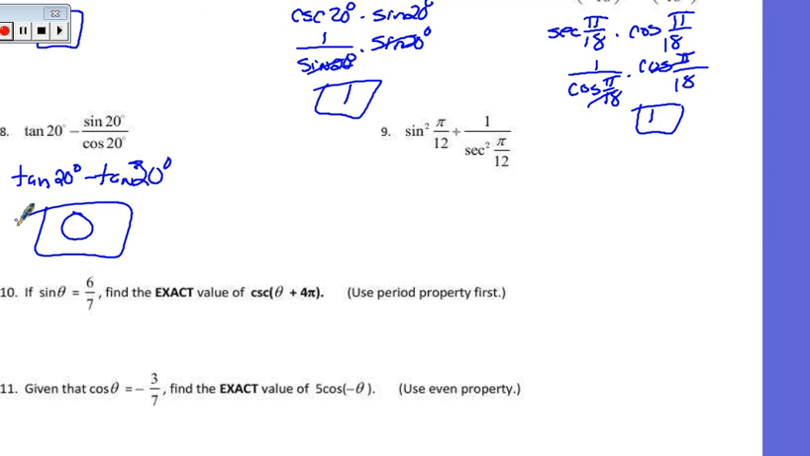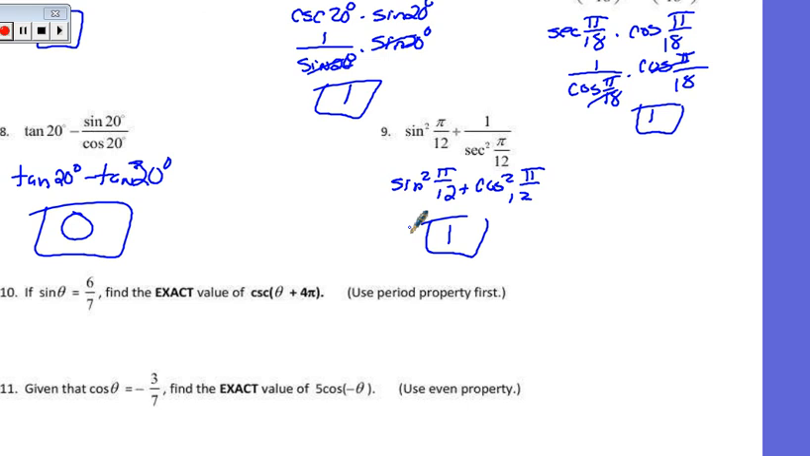Let's look over here. First thing, I'm just going to look at the angles. They're both pi over 12, so that's great. 1 over secant squared is the same as cosine. So this is really sine squared of pi over 12 plus cosine squared of pi over 12, which is that very first Pythagorean theorem that says sine squared theta plus cosine squared theta is equal to 1. So this guy here would also equal 1.